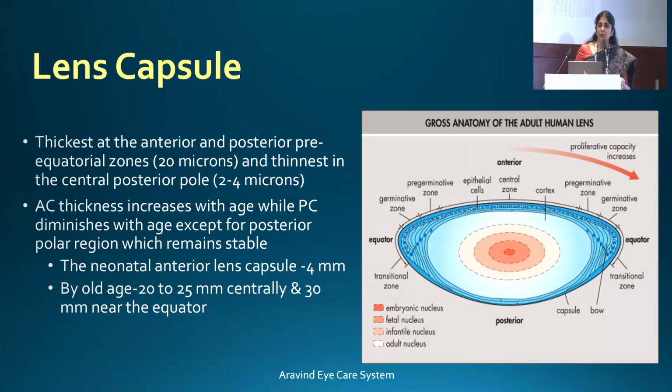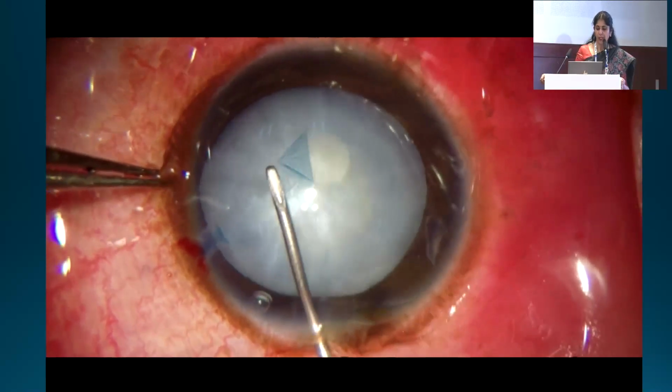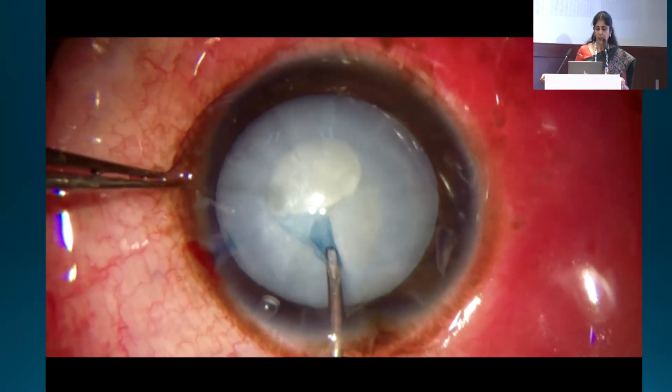Now, the anterior capsule generally increases with age. So in a newborn child, it's about 4 millimeters. It becomes about 20 to 25 millimeters by the time someone is in their adulthood. So what happens is, in a child, you have to remember that being a very thin capsule, this also tends to be very elastic. So I'll be sharing the part about how do you manage an intumescent cataract rhexis.